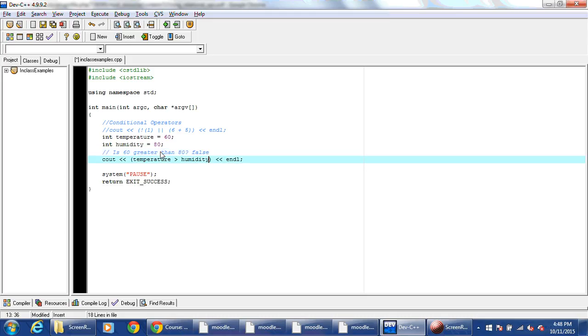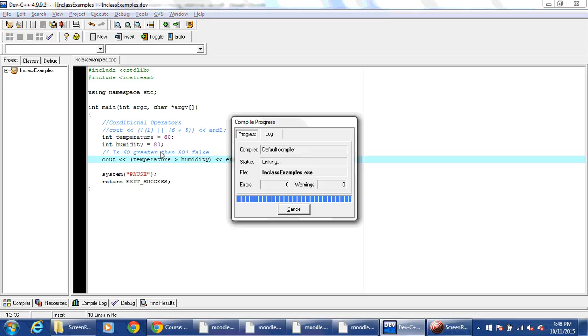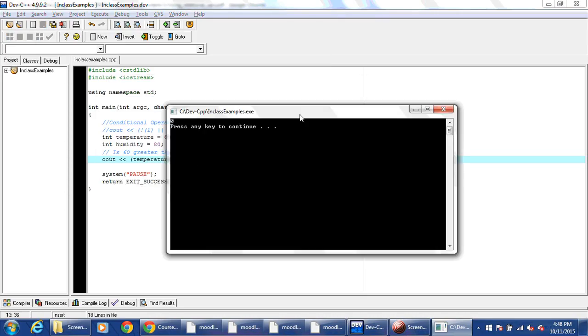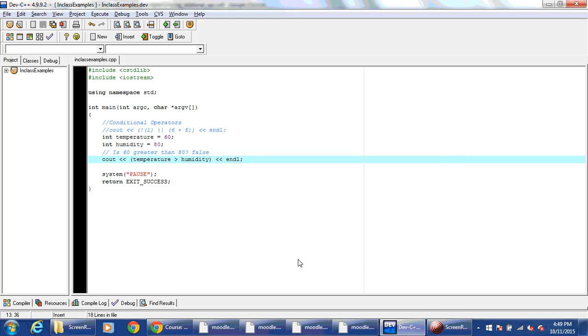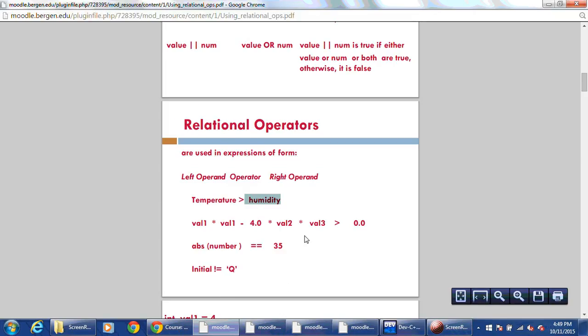So what this is going to print out is going to be a 0. So if I run this, there it is. It's a 0. Okay? Let's take a look at a little bit more.